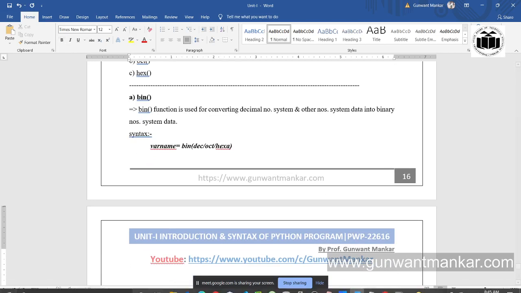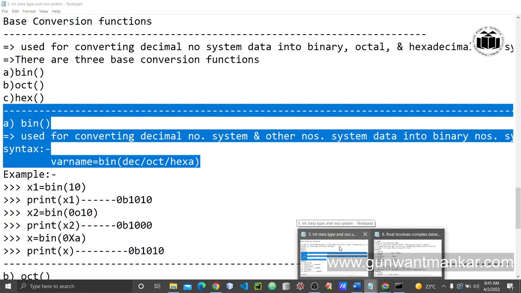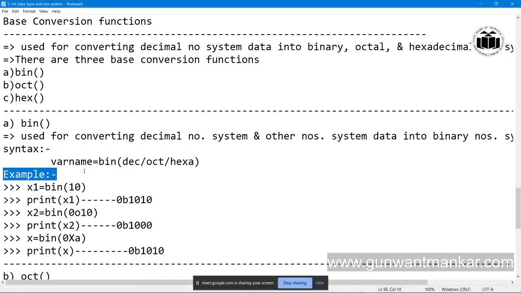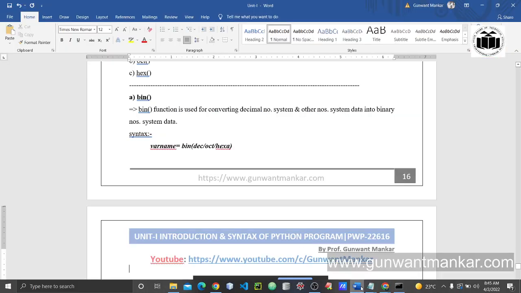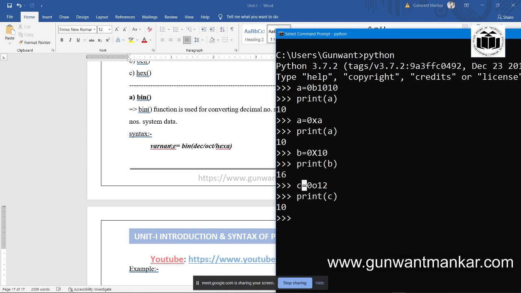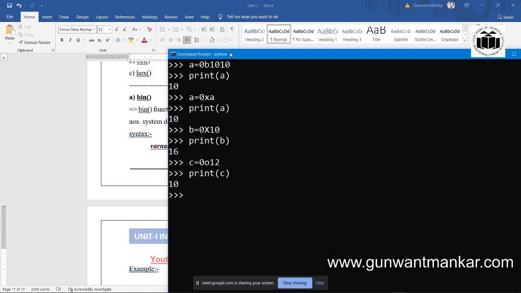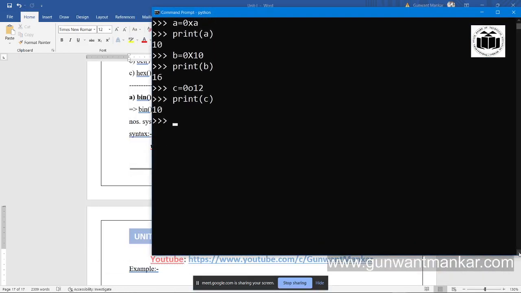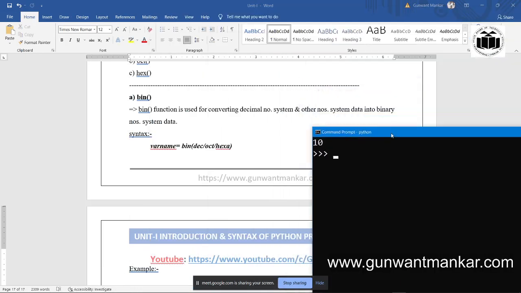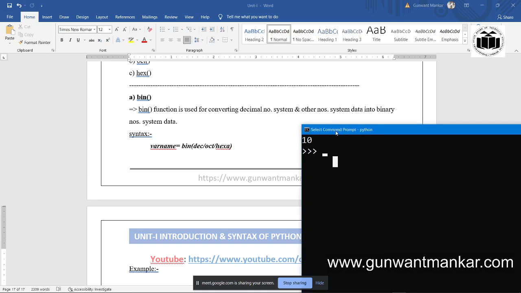Now let us take the example. Examples are very important. So take one binary data. What is the syntax? Look here: variable name is equal to bin of. Suppose the variable name is a. Take any variable, no problem at all. It's a Python command line. See here, the symbol triple greater than means it's a Python command line.